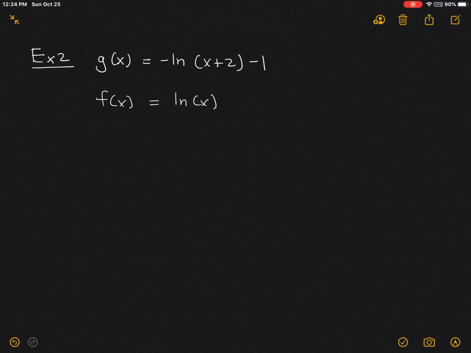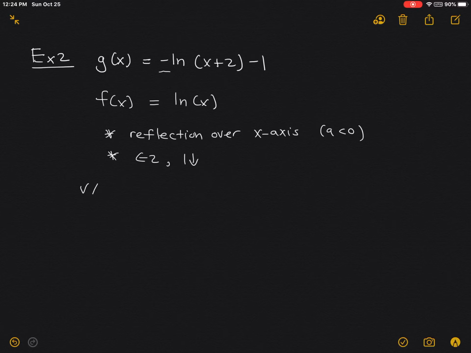Now this one, you don't really have to factor anything inside the argument because this guy right here is less than 0, right? You know that it's a reflection over the x-axis, right, your a value is less than 0. Okay, and 2 units to the left, right, because it's x minus -2, and then 1 unit down.